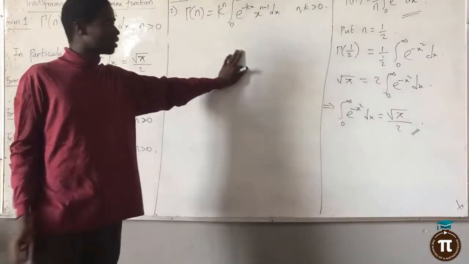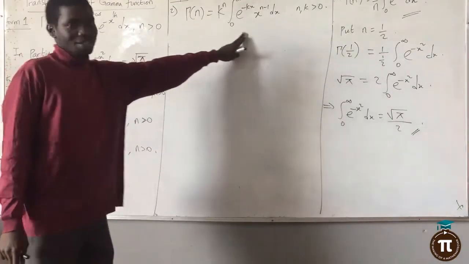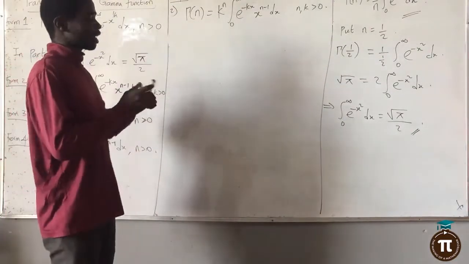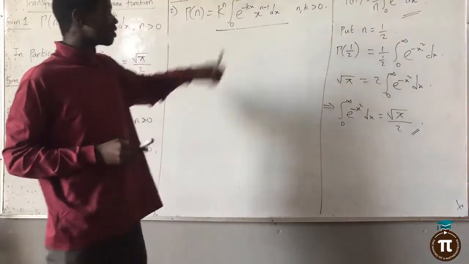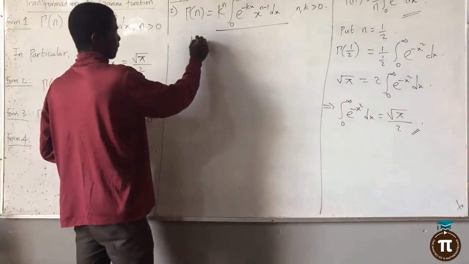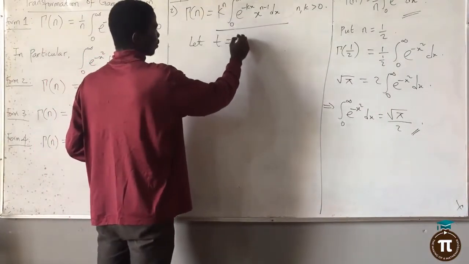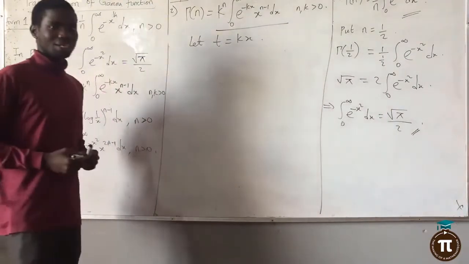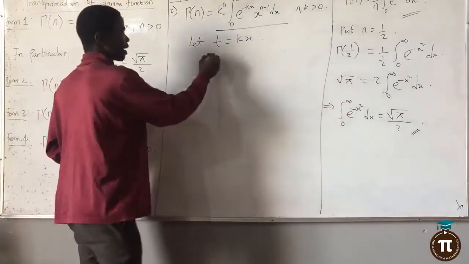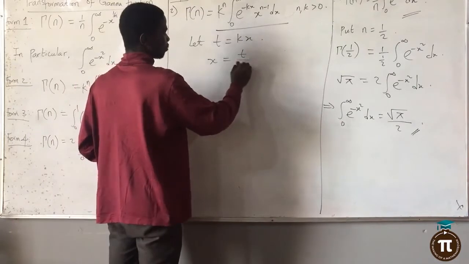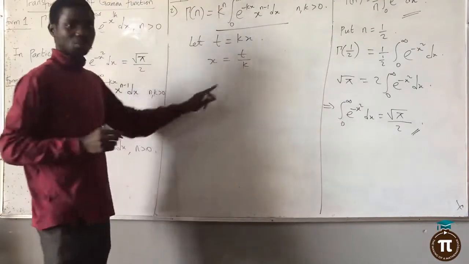So I want to prove this as well. In this case, I'll also start from the right hand side. I will say let t be equal to ks. I can just make s the subject of formula. I have s equals t over k. That is what I'm going to have.